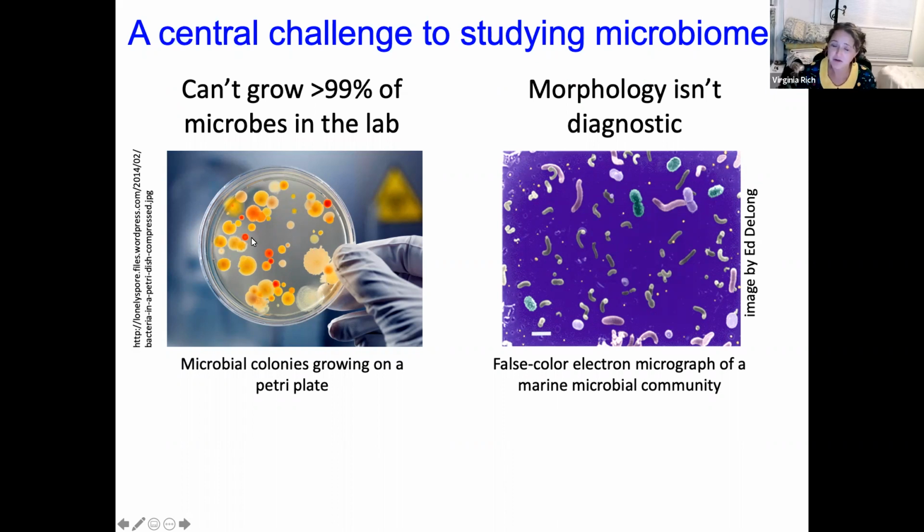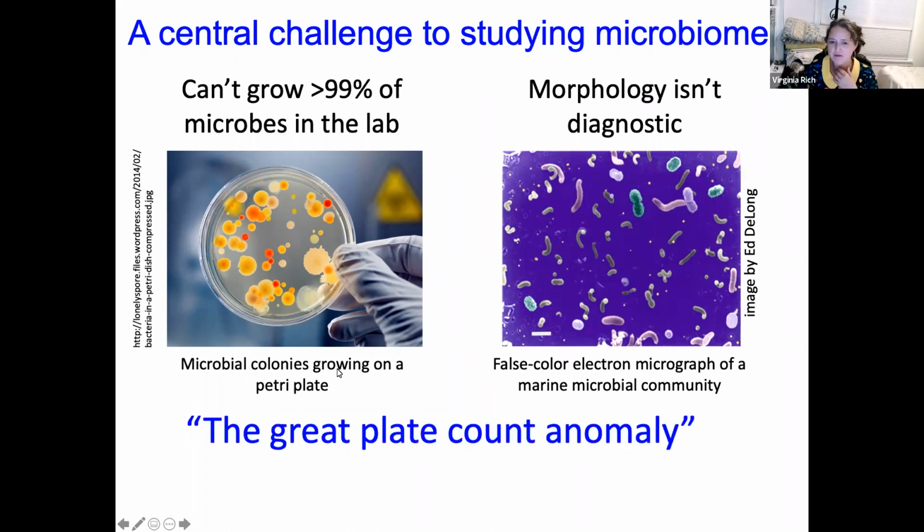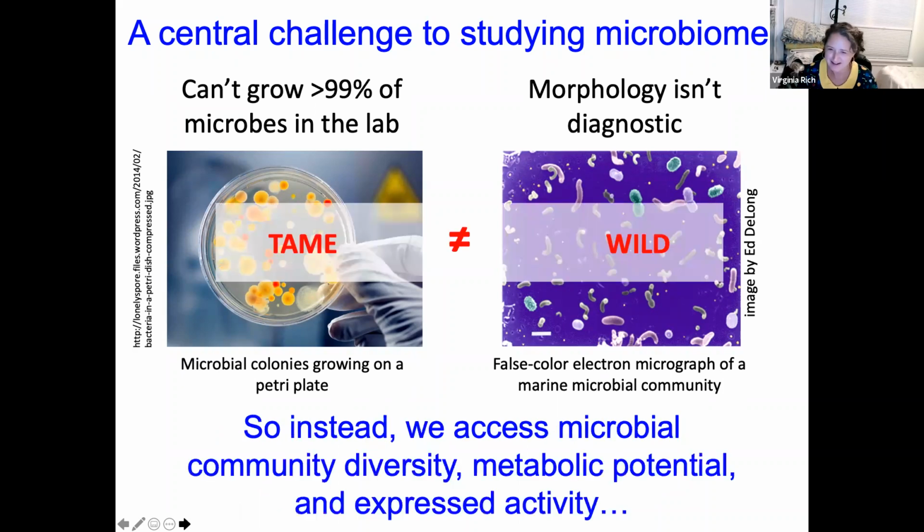And even when we do grow them in the lab, that might tell us something really important about the one particular lineage, but not about what it's doing overall in a community. So this difference between what we can grow just in terms of the number of different types and what we can see by microscopy or indeed by metaomics is called the Great Plate Count anomaly. And this reflects the fact that tame does not equal wild, right? So what you can grow in the zoo of the laboratory is not what we see out there in nature.